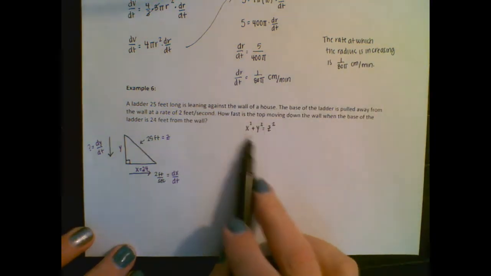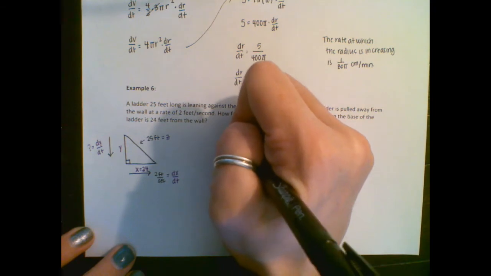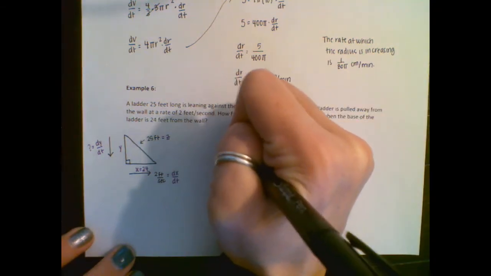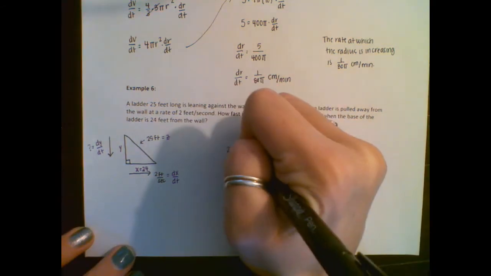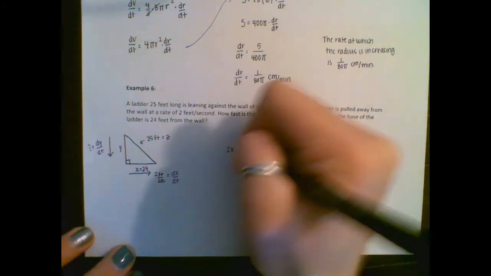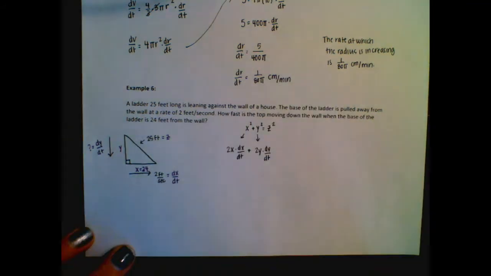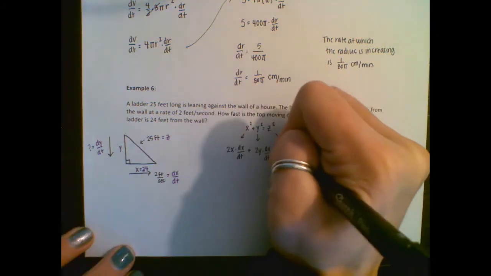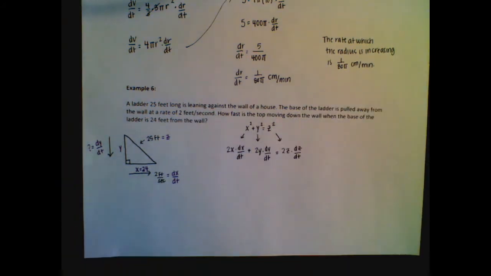And this is going to be the formula that I want to differentiate. So I'm just going to work term by term here. x squared, derivative would be 2x times the derivative of x with respect to time, so dx/dt, plus y squared is 2y times the derivative of y with respect to time, so dy/dt. And this is going to be 2z times the derivative of z with respect to time, so times dz/dt. And I'm going to fill in what I know right now.